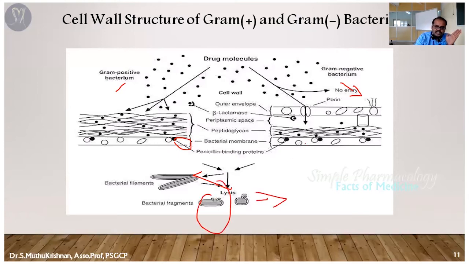Natural penicillins don't act on gram negative organisms because here the peptidoglycan layer is very thin compared to gram positive. Apart from that, the gram negative cell wall has porins, which are aqueous pores, small pores. Through those pores the penicillin is not able to be transported. That's the reason it's not effective against gram negative.